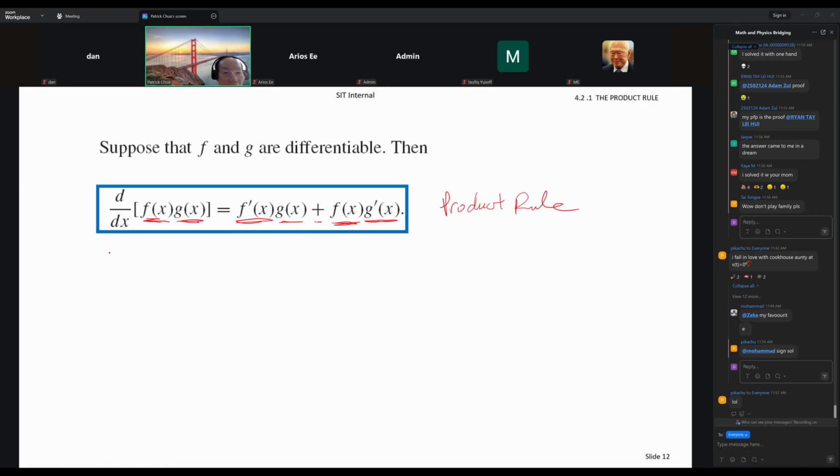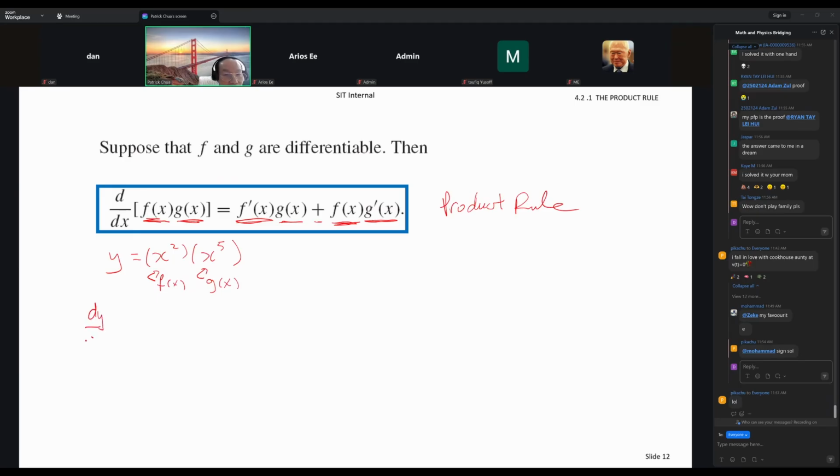So previously, y is equal to x squared times x to the power of 5. So this is f(x) and this is g(x), different functions of x. Previously, we used the power rule, which should be the correct way to do it because it's a simple function. But now we have learned the product rule. Can we use the product rule or not? All right, let's try.